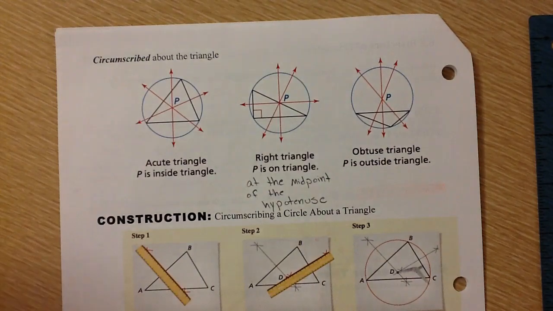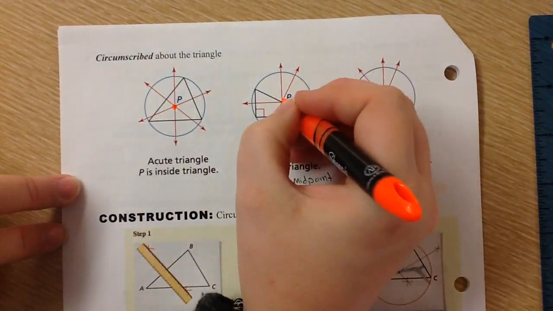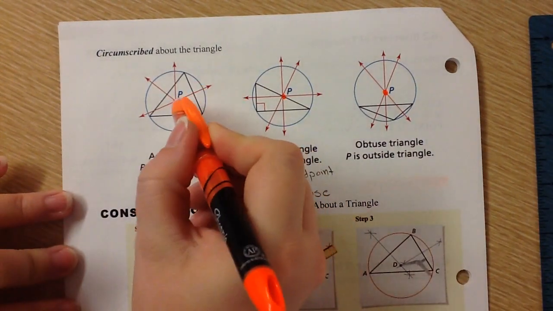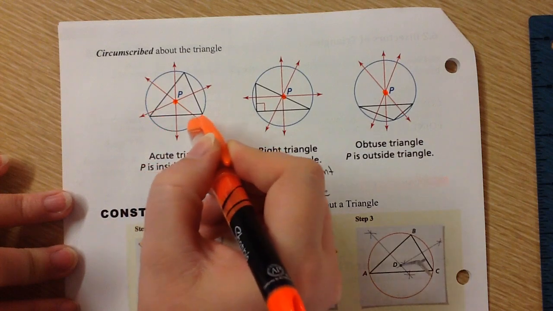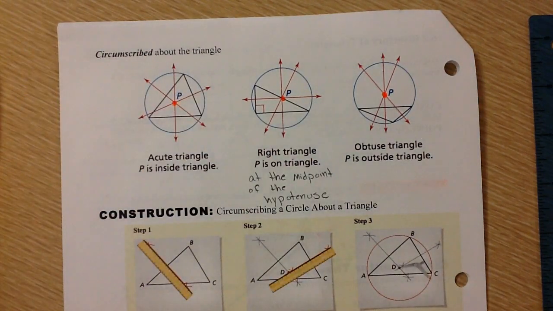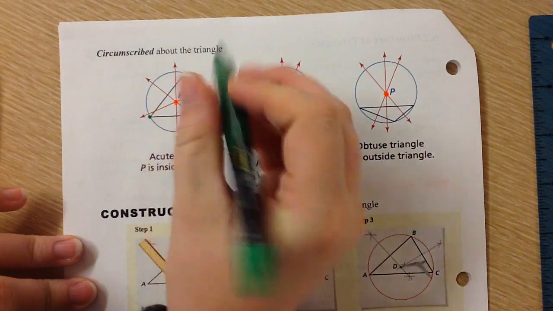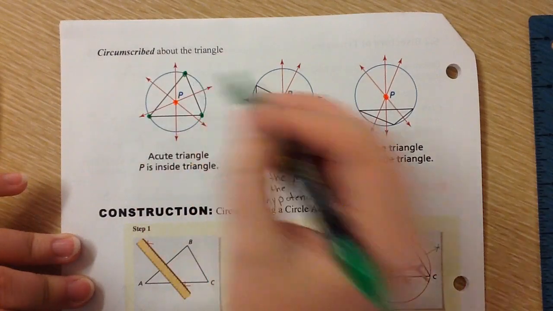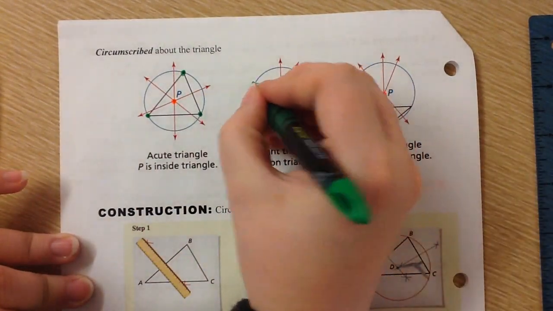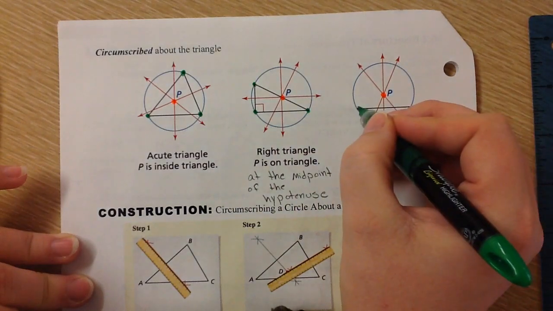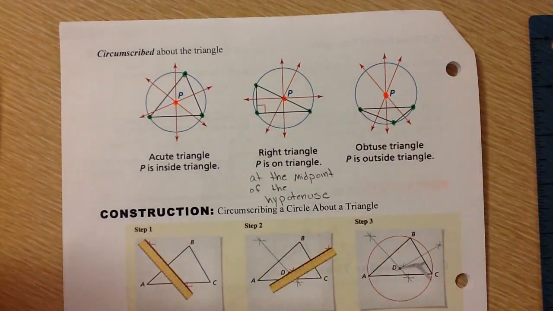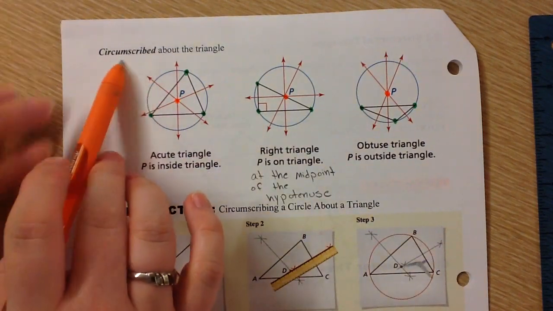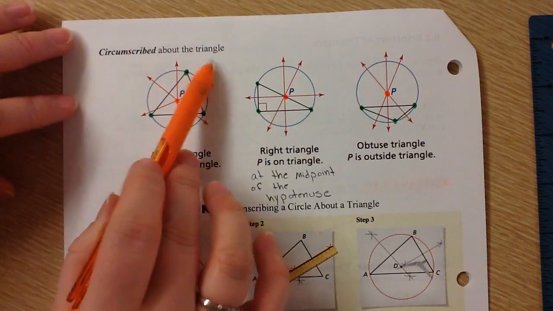once we have this circumcenter, I'm going to highlight the circumcenter here, P, here, P, here, P. We can actually draw a circle that goes through, if you notice here, this blue circle actually hits all 3 vertices. All 3 vertices of that triangle are on that circle. Whether it's an acute triangle, or a right triangle, or an obtuse triangle, all of those vertices are on the circle. Okay, so this is what we call a circle circumscribed about the triangle.